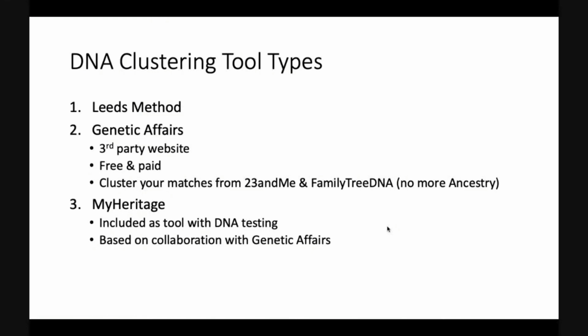The third tool that we have is at MyHeritage, and it's included within their website if you do DNA testing with them. They had a collaboration with the developer of Genetic Affairs, and that means that within the MyHeritage site, when you're looking at your DNA results, you can do this clustering. So those are the three different tools that are available.